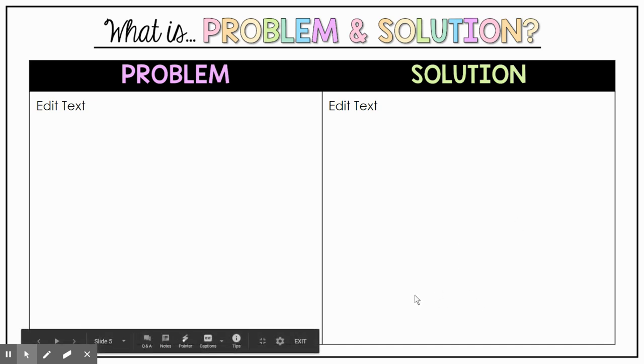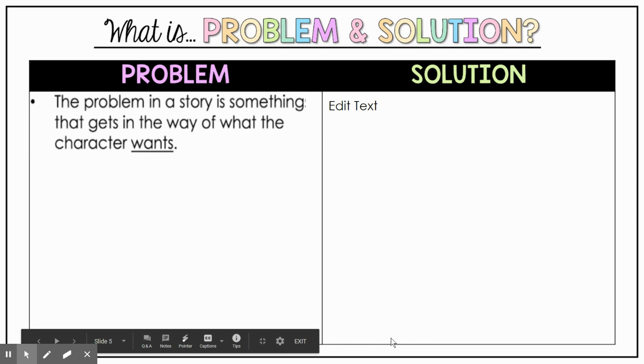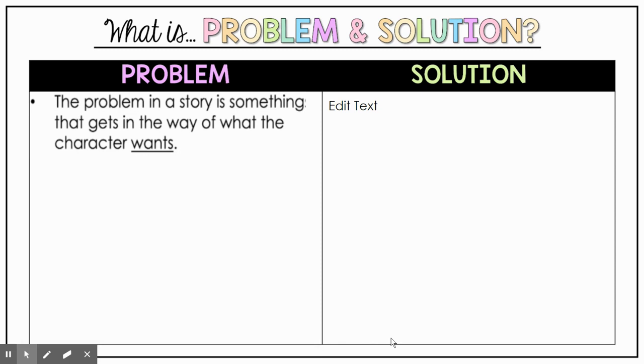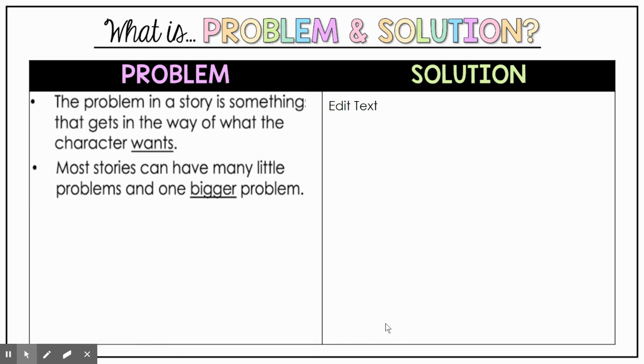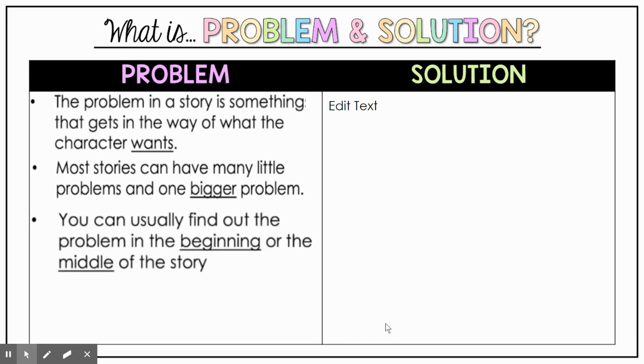So, what is problem and solution? The problem in a story is something that gets in the way of what the character wants. Most stories can have many little problems and one bigger problem. Like on the way to the bigger problem, little problems can build up and happen. You can usually find out the problem in the beginning or the middle of the story. You won't find the problem at the end of the story because by the time the story is over, the problem is usually solved. The problem can also be called the conflict.